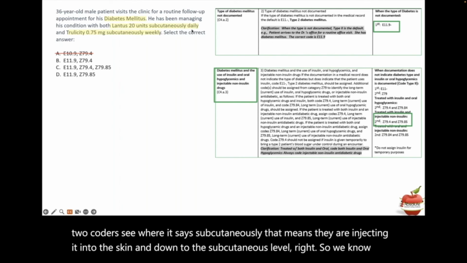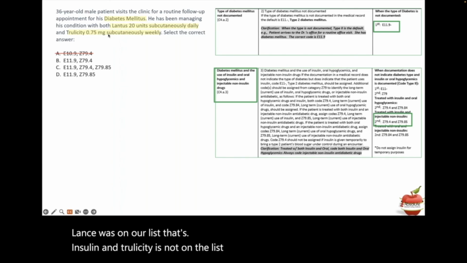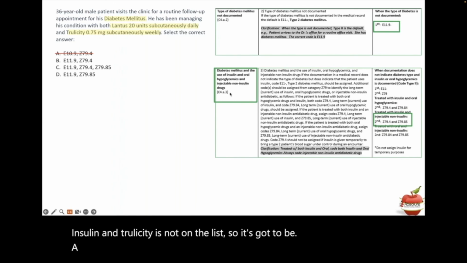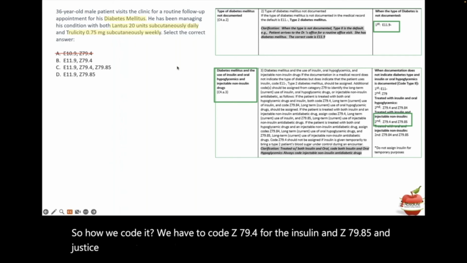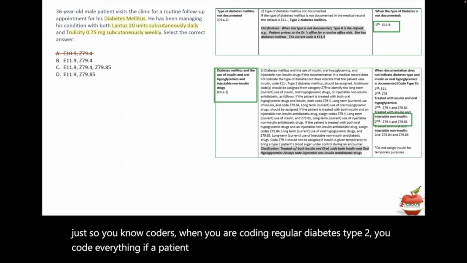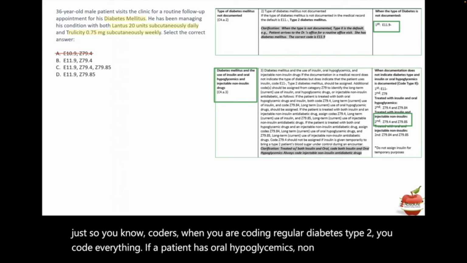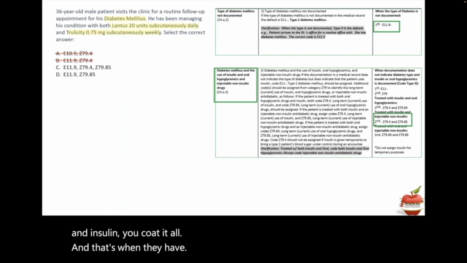So we know Lantus was on our list. That's insulin. And Trulicity is not on the list, so it's got to be a non-insulin injectable. So how we code it, we have to code Z79.4 for the insulin and Z79.85. And just so you know, coders, when you are coding regular diabetes type 2, you code everything. If a patient has oral hypoglycemics, non-insulin injections, and insulin, you code it all. And that's when they have diabetes type 2. And we're not talking about pregnancy, all right?